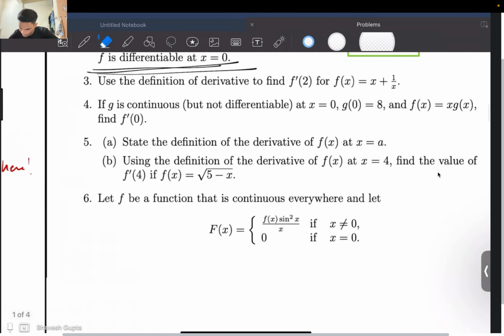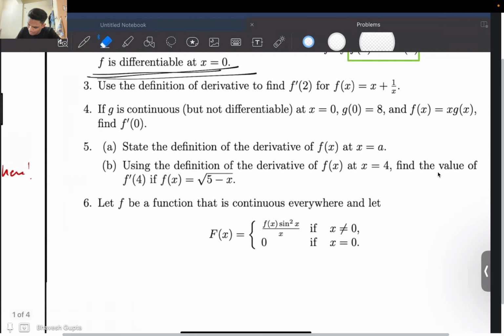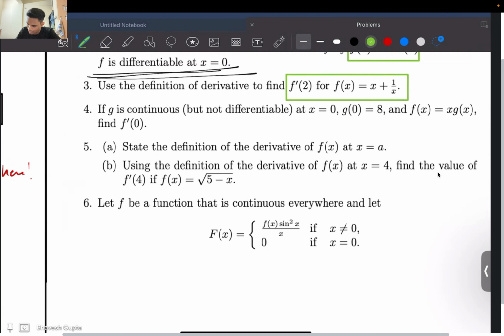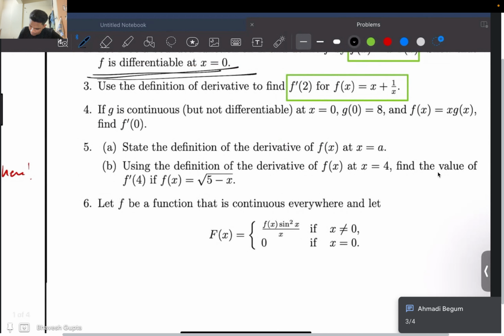Using the definition of derivative, we have to find this particular value, that is the derivative at 2. The function is given to us, and it's a very interesting function. I can tell you what the plot of this function is. This function's plot has this particular feature. Yeah, exactly.